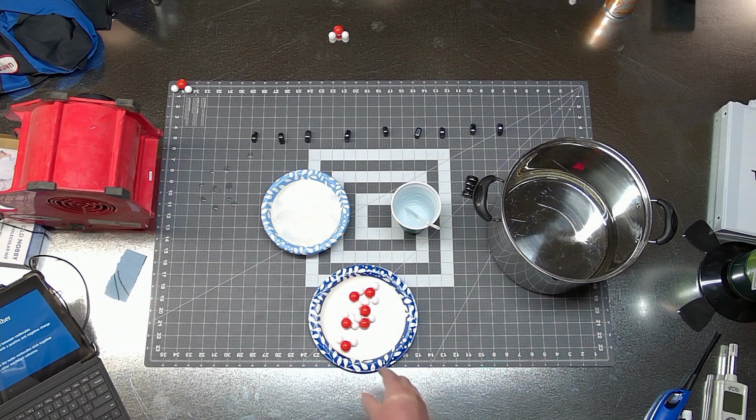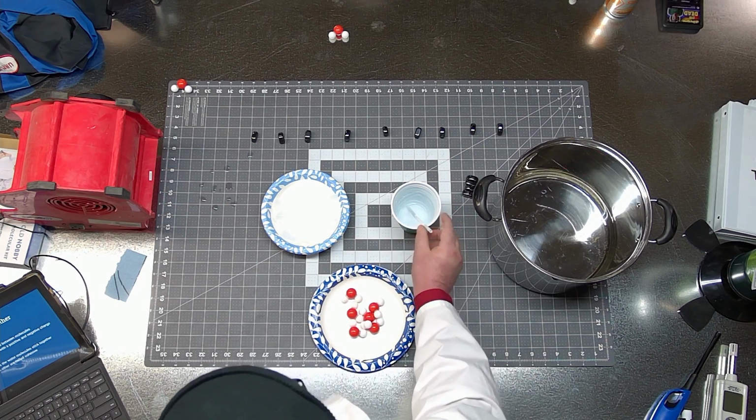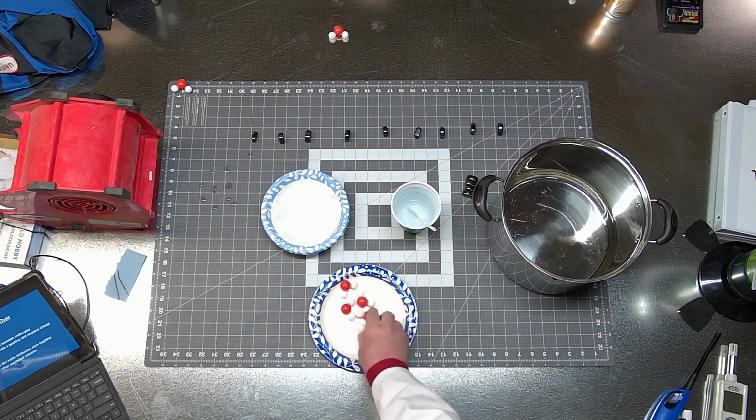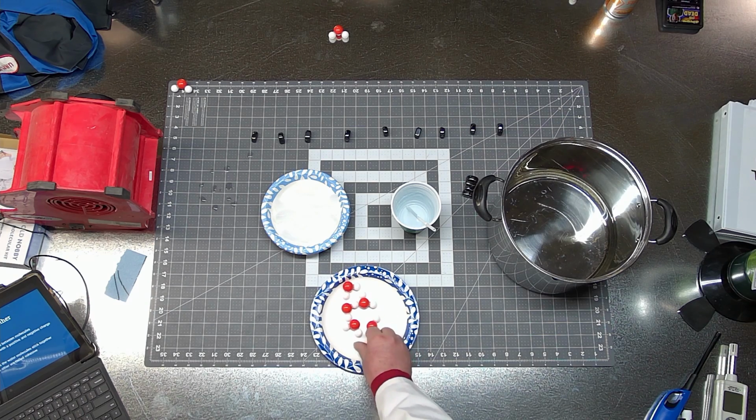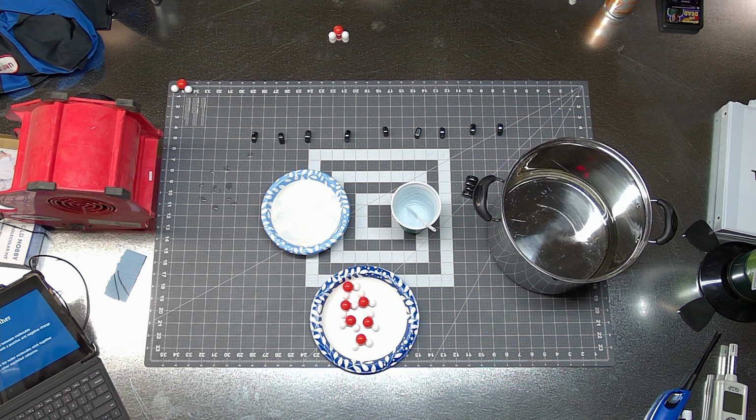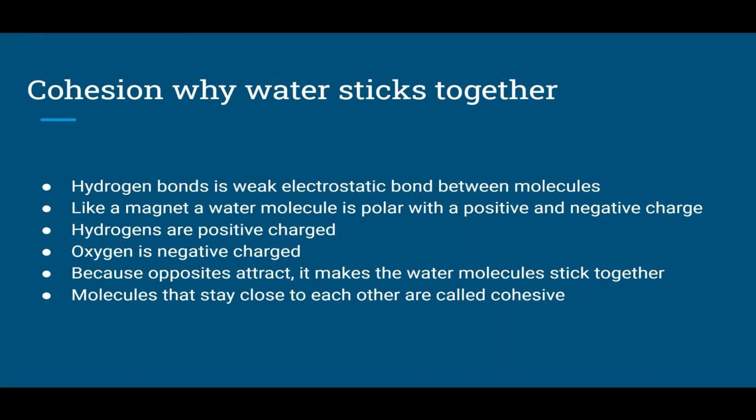Cohesion. That's how water sticks together. Okay? Hydrogen bonds are the weak electrostatic bond between molecules. Like a magnet, the water molecule is polar with a positive and negative side. Hydrogens are positive and oxygen is negative. Because opposites attract, it makes the water molecules stick together. Molecules that stay close together are called cohesive.